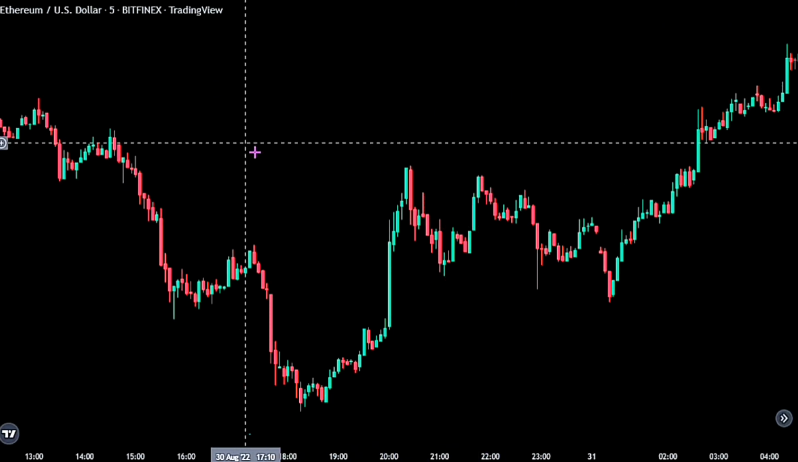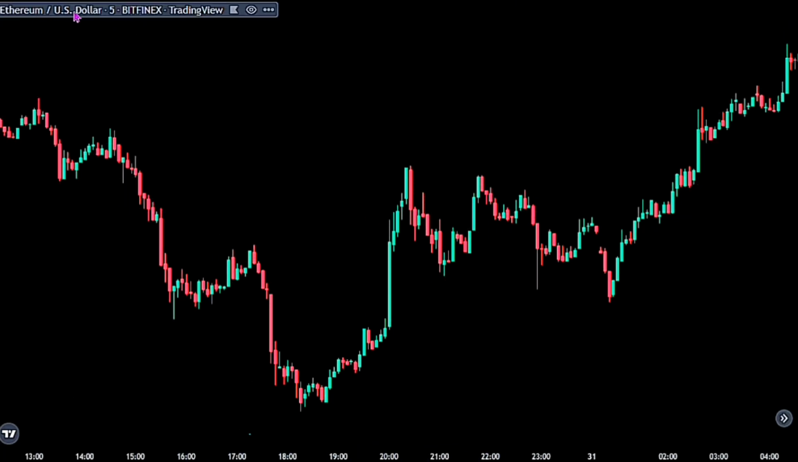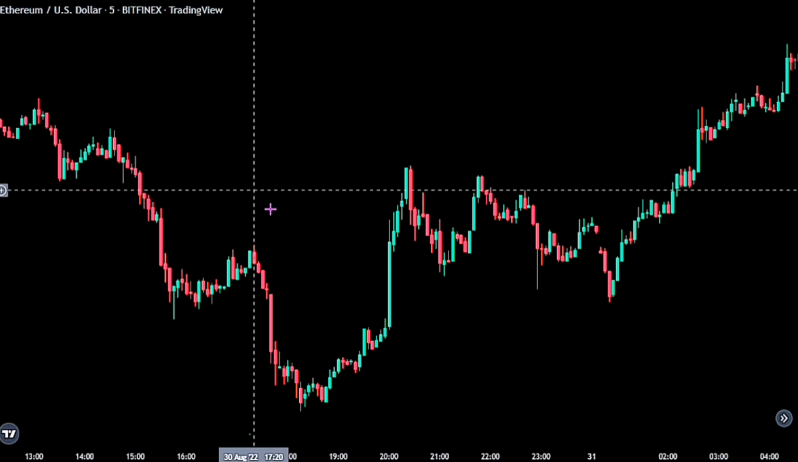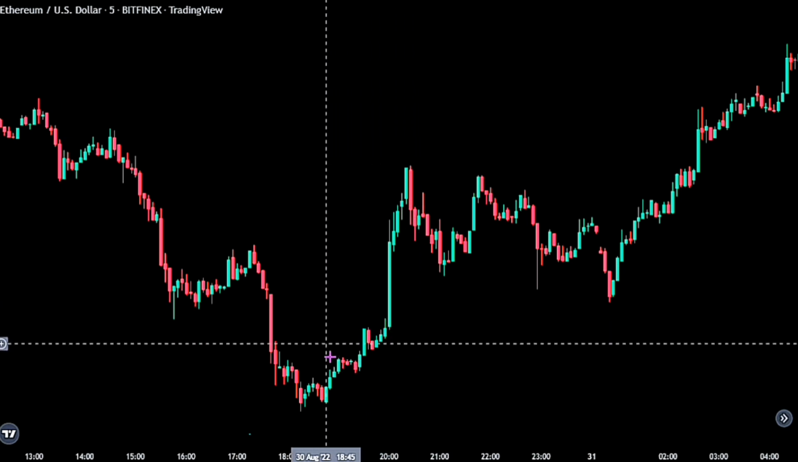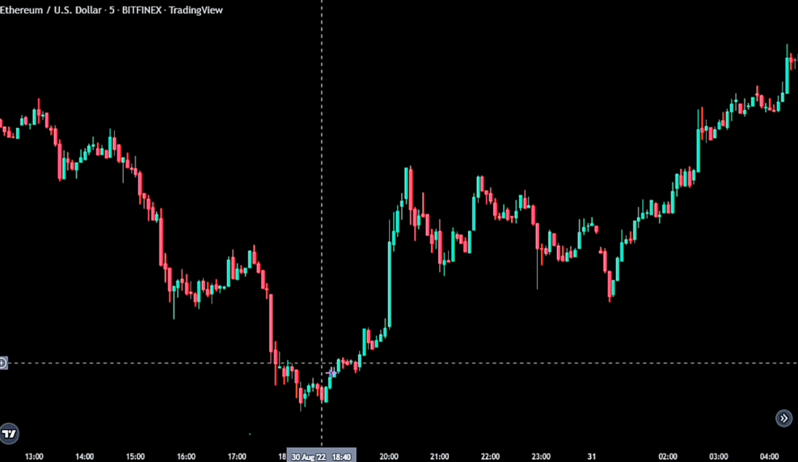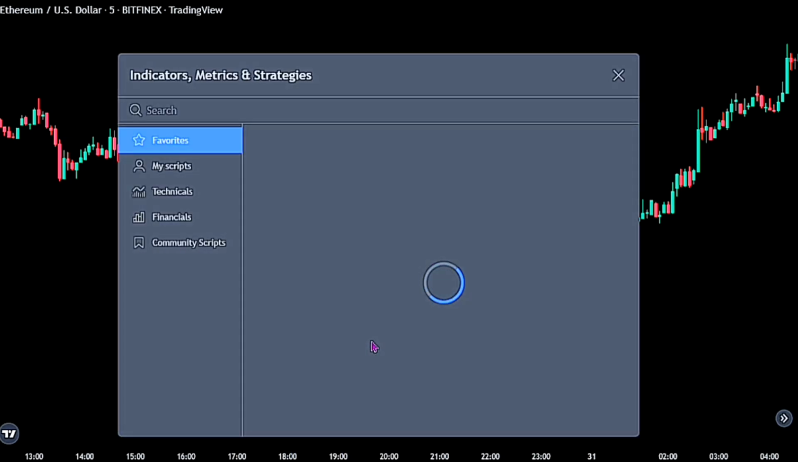Okay guys, so for this strategy, we will be using the Ethereum United States dollar chart, and we are on the 5 minutes time frame. For traders just starting out, we are using the TradingView chart, as it is the best charting platform to analyze your trades. Now let's go into the strategy for the day. We will be using 2 indicators for this strategy, so let's go ahead and add them to our charts.